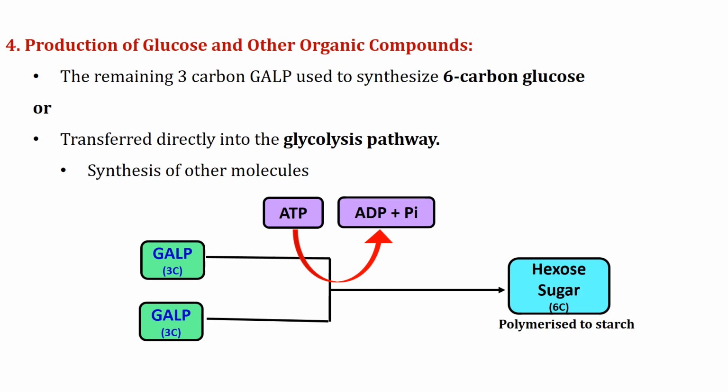Now let's talk about how glucose and other organic compounds are produced. Some of the GALP molecules are used to synthesize glucose, a 6-carbon sugar. Others may enter glycolysis directly or be used to make amino acids, lipids, or nucleotides.